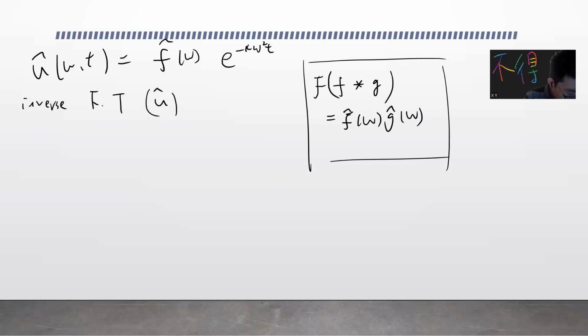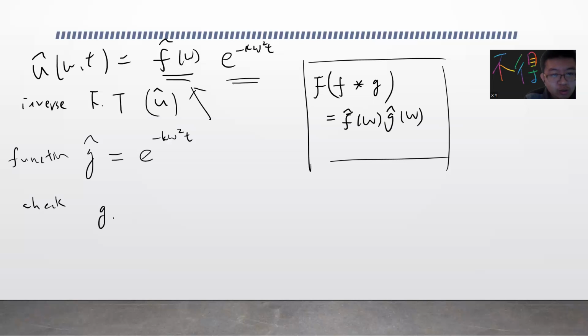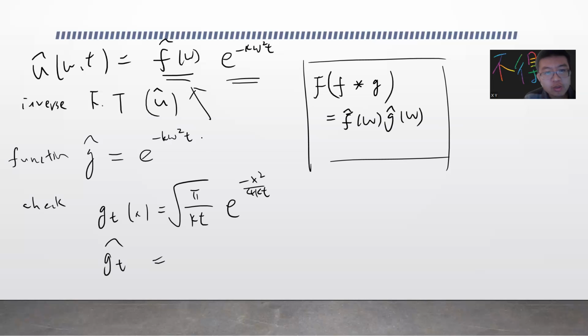So this is just f, and we want to find a function, let's call it g, such that g hat transforms to this. The result, which one can check, is that if g(t,x) equals the square root of pi divided by kt times exponential of minus x squared divided by 4kt, then g_t hat will be just this.